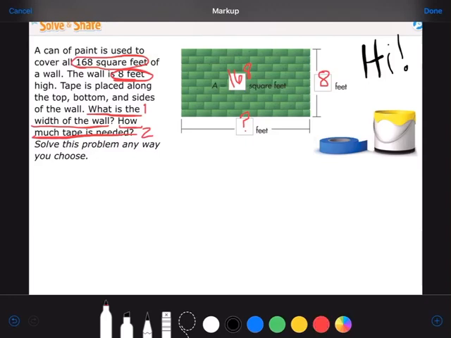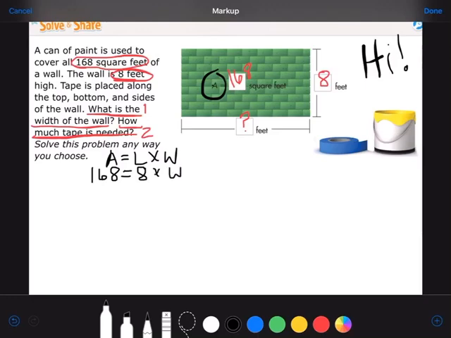Okay? So when I'm trying to solve for something I don't know, I need to think about the formula for area. I know that the formula for area is length times width. Let's fill in the parts we know so that we can calculate the parts we don't know. I know that the area is 168, they told us. I know that the length is 8, they told us. We don't know the width. That's the part we're trying to figure out.